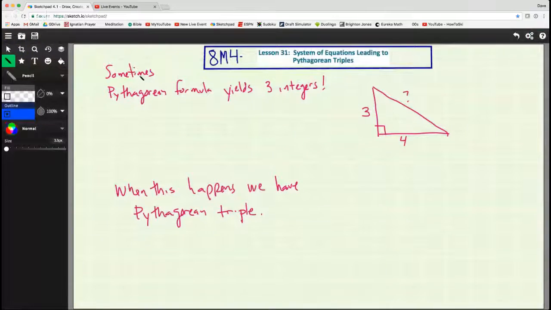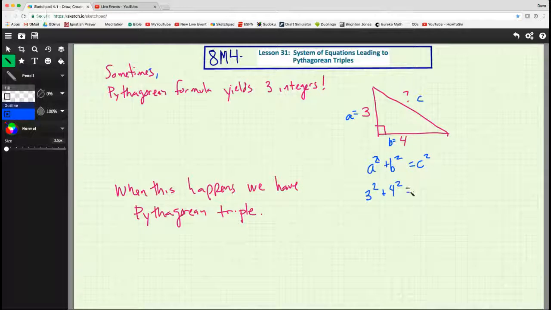Let's move on. The key to this lesson is that sometimes the Pythagorean theorem yields 3 integers. So let's see what happens here. When we talk about our legs, A, B, and then C, let's see if A squared plus B squared equals C squared. Here we have 3 squared plus 4 squared equals C squared. So 9 plus 16 equals C squared. So 25 equals C squared.